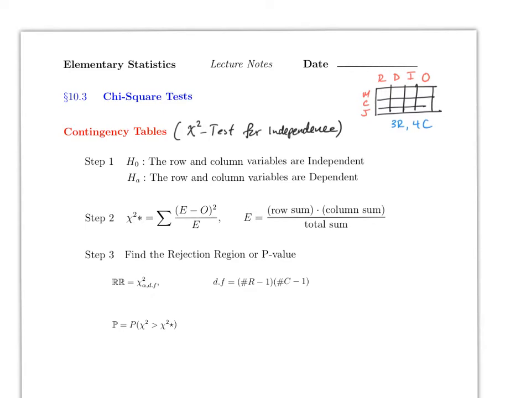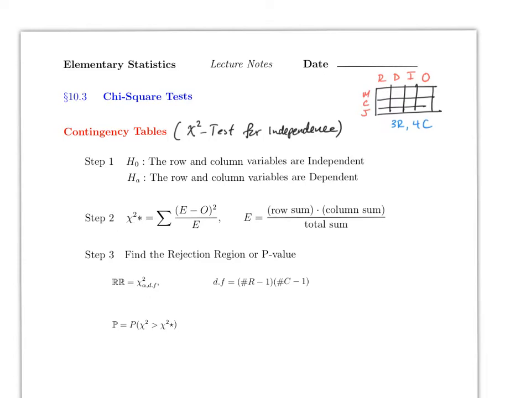So this is another hypothesis test, which means you need to have a claim. The claim is always going to be this: the row and column variables, which in this case will be these variables and these ones, are independent, and the alternative is that the row and column variables are dependent. That's what we're going to be testing.